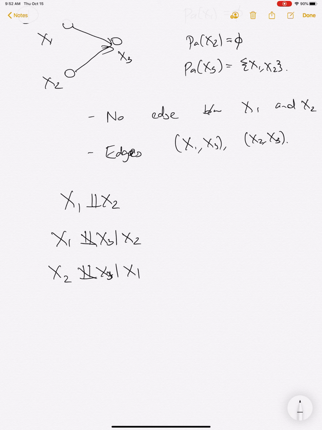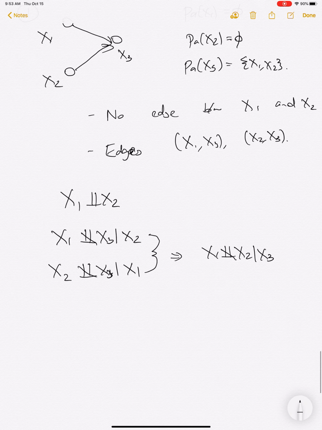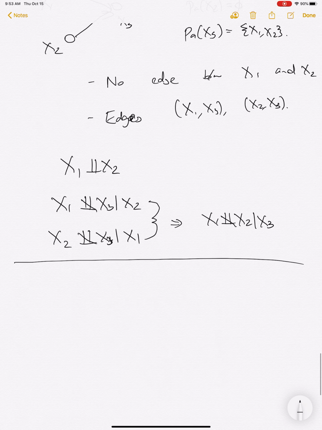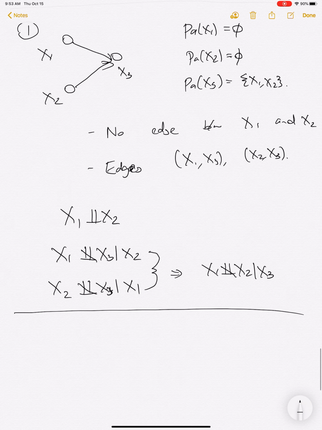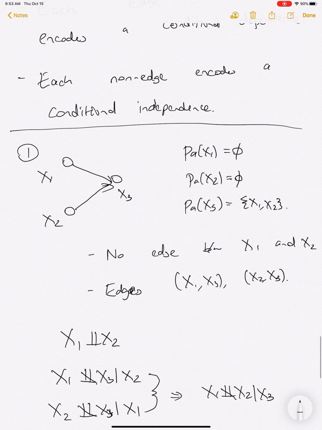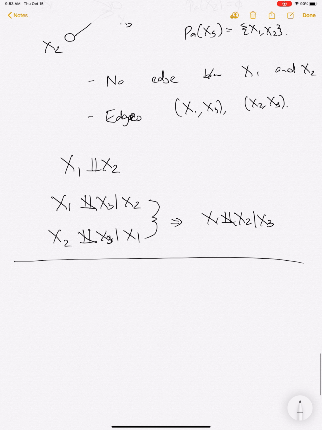Okay, and from this you can actually conclude, and this is something that's beyond the scope of what we're going to cover in this course, that x1 is actually dependent on x2 given x3. There's a way you can show that that's true. Essentially, for every pair of vertices, there's potentially an edge or not an edge. And if we follow this definition here, then this tells us what the fundamental conditional independences or dependences are in this graph.